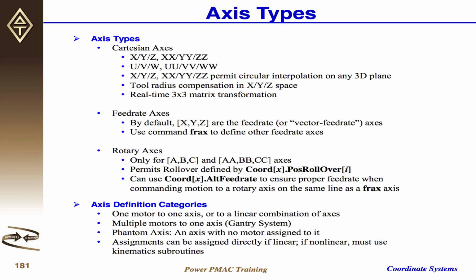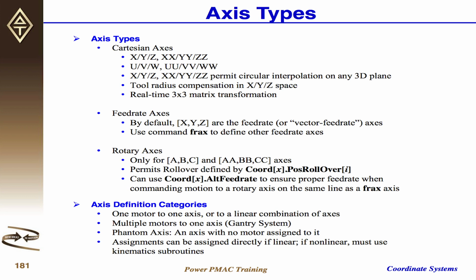Now, you can define axes with different combinations. You can define a single motor to a single axis. You can define a single motor to a linear combination of axes, for example, it's equal to X plus Y. You can define multiple motors to one axis if you have a gantry with motors on both sides of it, for instance.